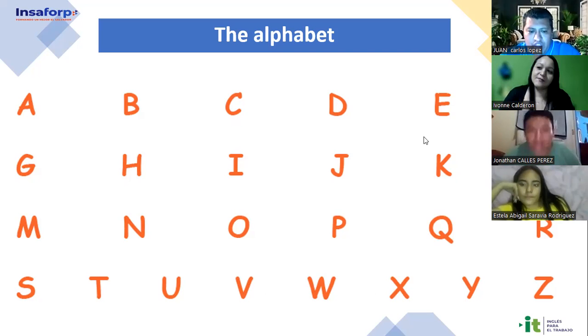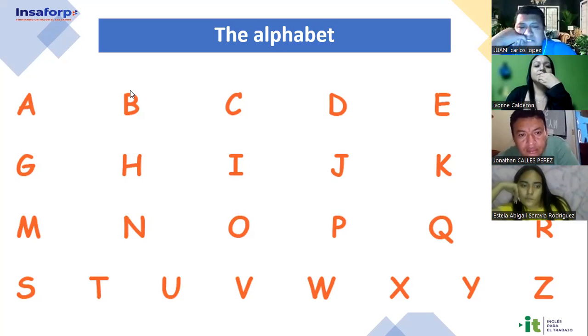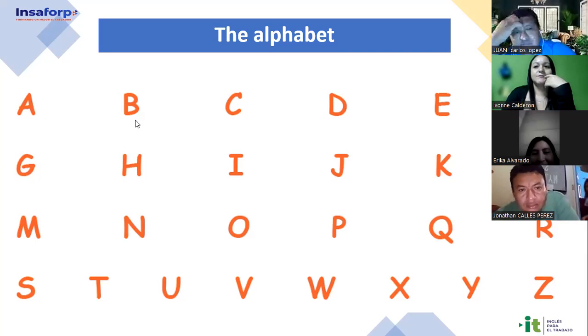Okay, now this is the alphabet. I want to point some differences, right, of the letters of the alphabet in English and the alphabet in Spanish. For example, the letter B. The letter B, look, this is B.